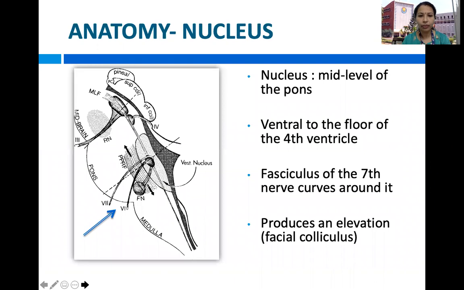So, the anatomy of the sixth cranial nerve starts at the nucleus, which is at the level of the mid pons, as you can see in this picture of the brain stem, which is divided into the midbrain, pons, and medulla. The sixth nerve nucleus lies at the mid level of pons, and it lies ventral to the floor of the fourth ventricle, and the fasciculus of the seventh nerve curves around the sixth nerve and produces an elevation known as the facial colliculus.